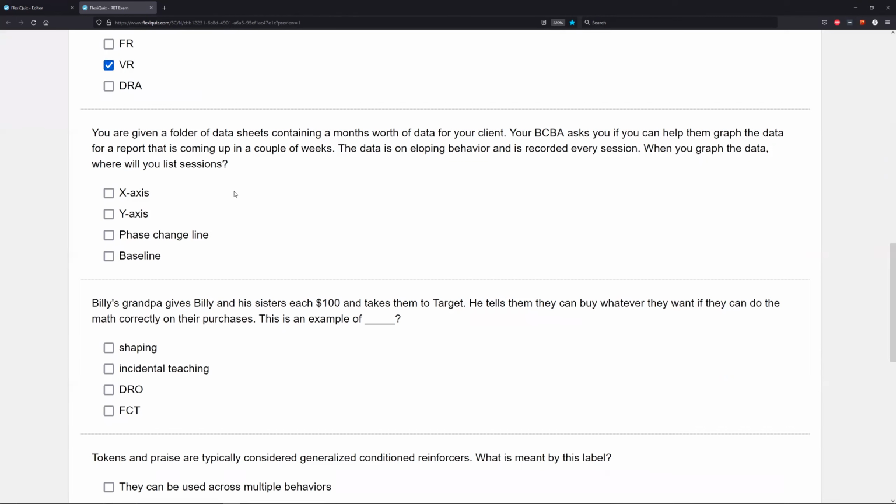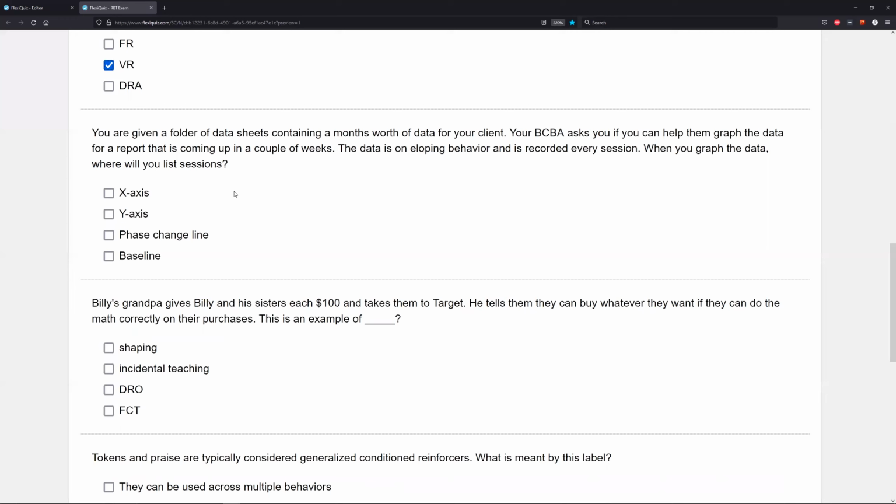Okay, so a lot of companies use digital data now, right? But sometimes you still might have to graph something by hand, and that's okay. Graphing is not too challenging. We use a line graph. Remember, line graphs have x-axis, y-axis. They have change lines. Okay.